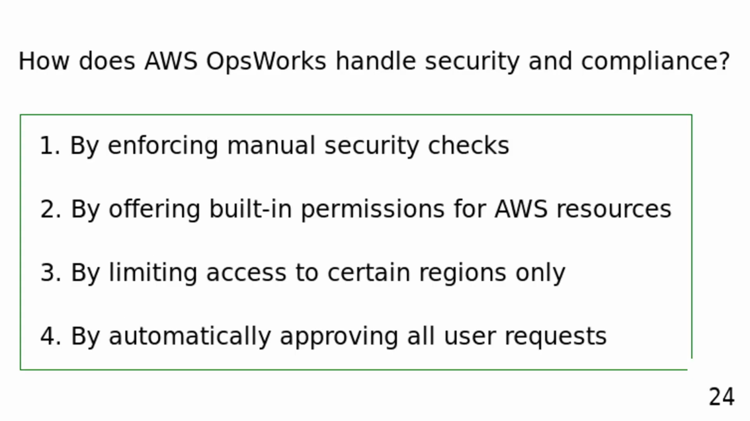How does AWS OpsWorks handle security and compliance? By enforcing manual security checks. By offering built-in permissions for AWS resources. By limiting access to certain regions only. By automatically approving all user requests.